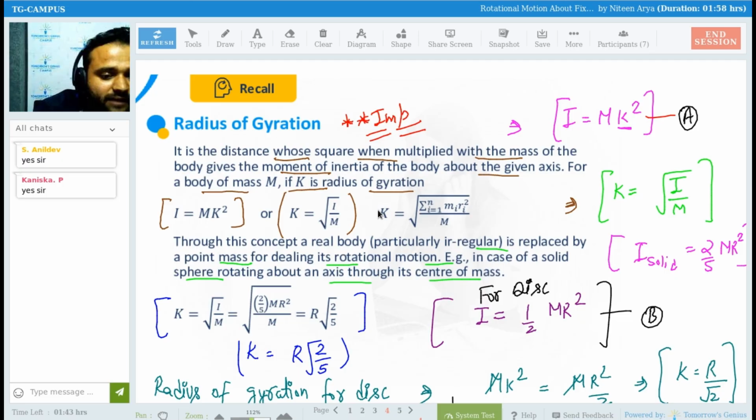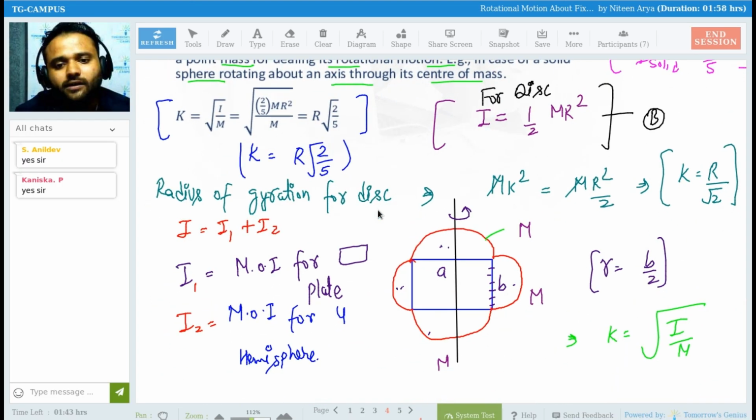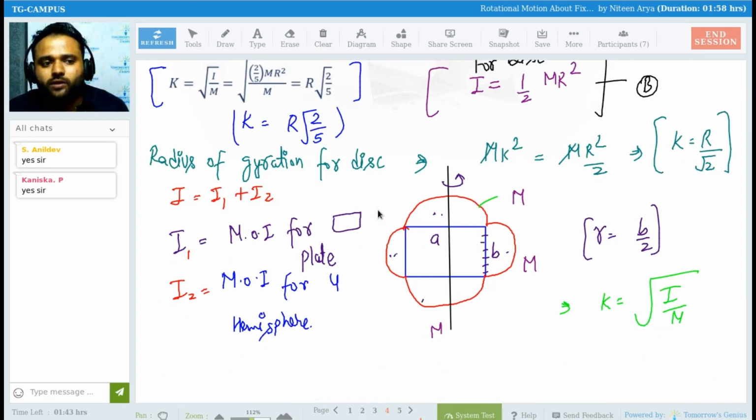So for different shapes, we can find the radius of gyration: for different simple shapes, irregular shapes, or systems of shapes. Is this clear, everyone? Should I move ahead? If it is clear, so.